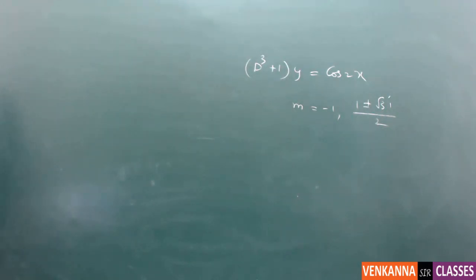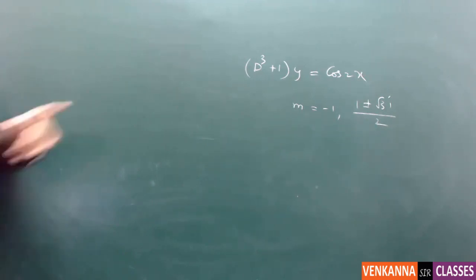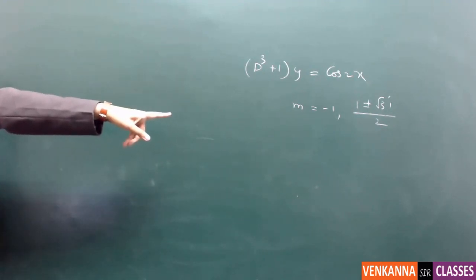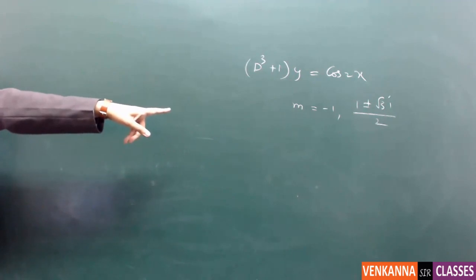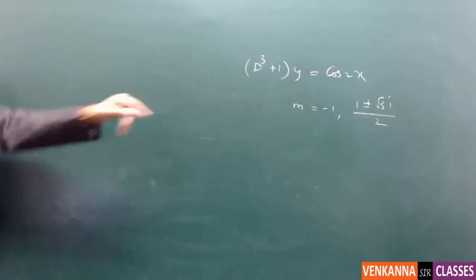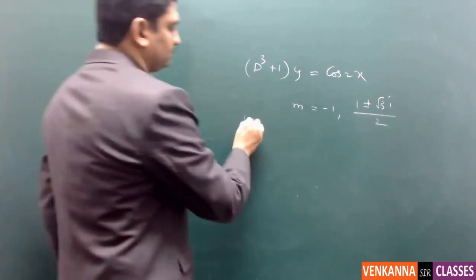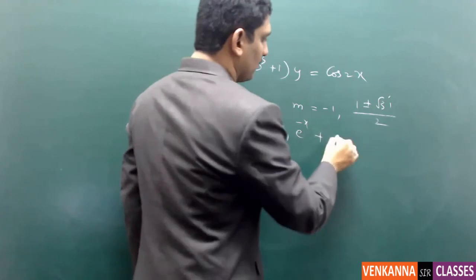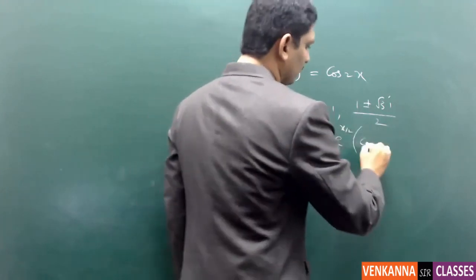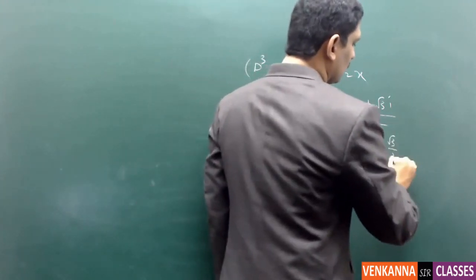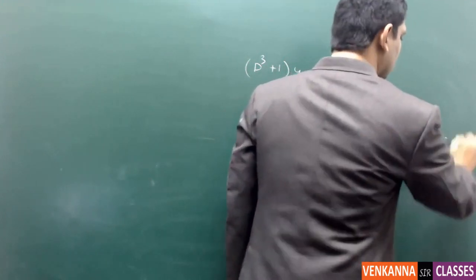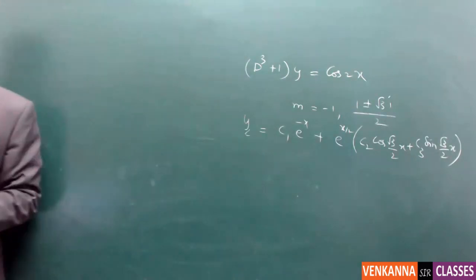Right. Now, are you agreeing with the roots what I have written? Say. Right. So the yc value is given by c1 e power minus x plus e power x by 2 into c2 cos root 3 by 2x plus c3 sin root 3 by 2x. This is the value of yc.